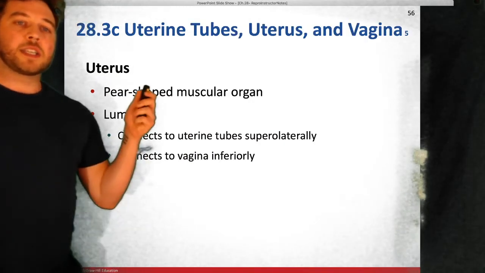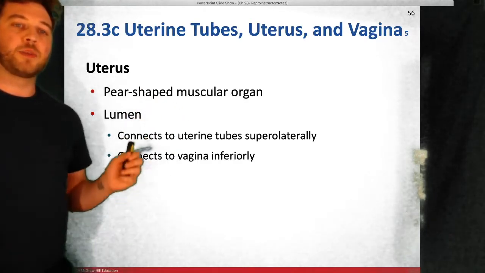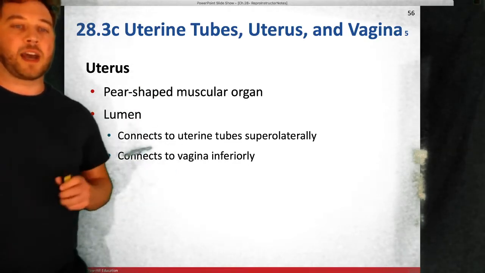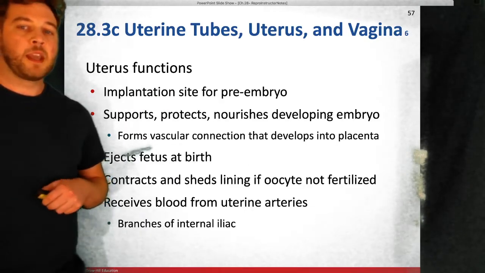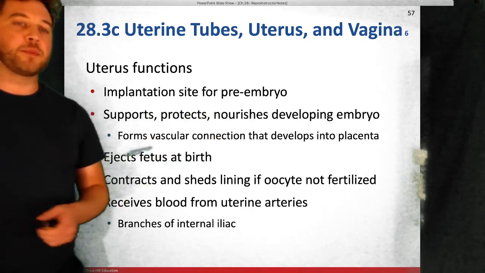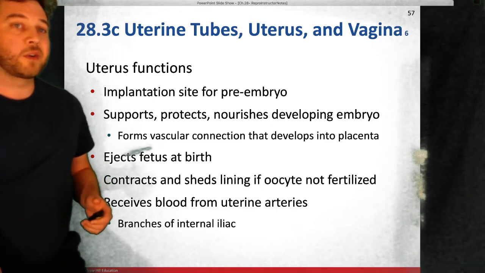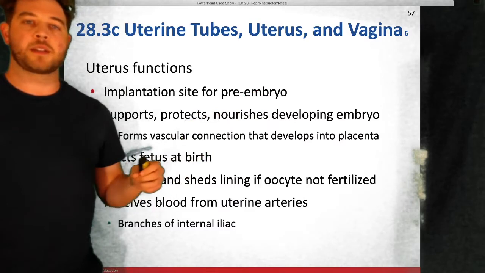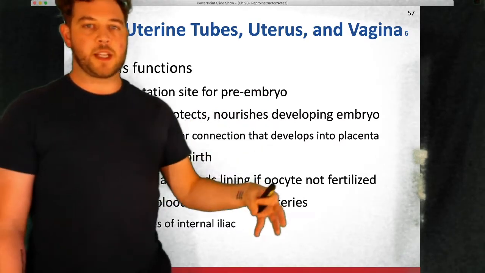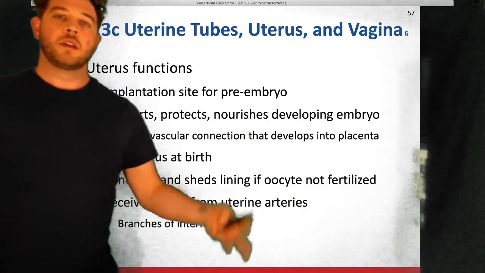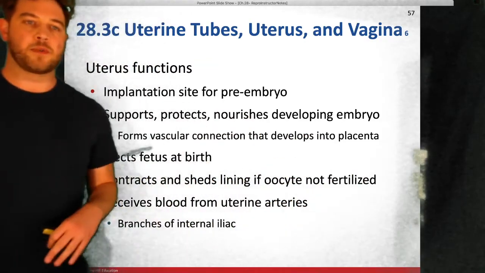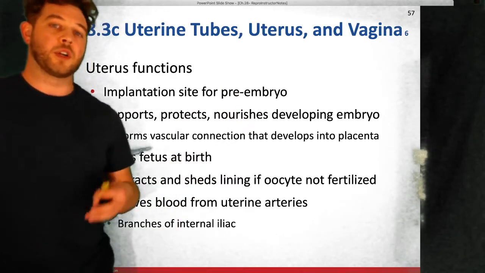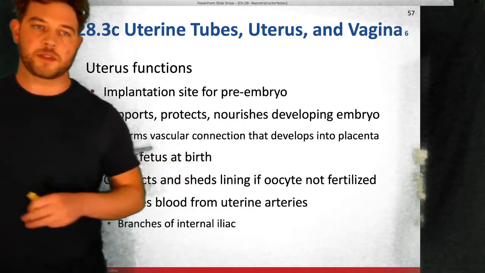All right, your uterus then is the pear-shaped muscular organ. The lumen is on the inside of it. It connects to the uterine tubes and the vagina. It is the implantation site for a pre-embryo. Notice that we don't call it a baby. We're not even calling it a fetus at this point. It is a pre-embryo. After it implants, it becomes an embryo, which then becomes a fetus, and then after birth, it becomes a baby, child, infant, lots of other words for it. But for our references, that's what we're talking about. And for your answers in your tests, please use those appropriate terms.